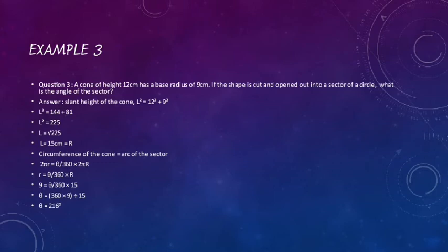Now we are looking for the circumference of the cone, which is the same thing as the arc length. You know, the first relationship between cone and sector is this. Making r the subject by dividing both sides by 2 pi, we have r equals theta over 360 times R. Then our r is 9, which is equal to theta over 360 times 15, which is the radius we calculated. Then if you substitute for the value, you discover that your theta equals 216 degrees.